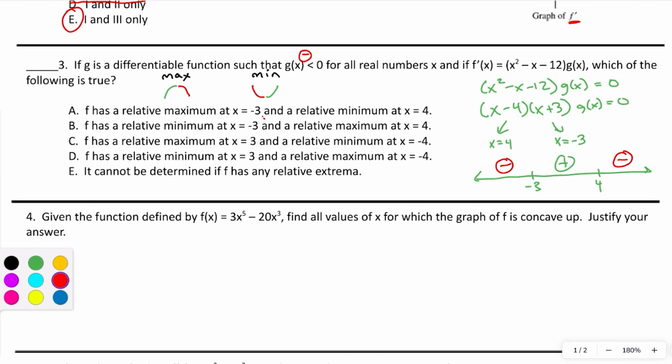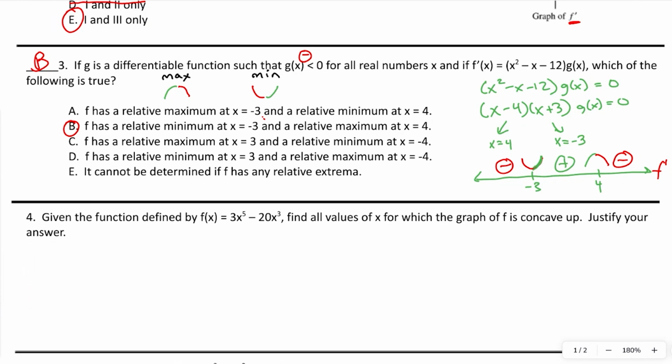So at -3, we have a slope, because remember, this is f prime, going from negative to positive. So we have a local minimum at -3. And then at 4, our slope is changing from positive to negative. So we've got a local max. Let's look at our answer choices here. Yeah, we got a relative minimum at -3. So it looks like A and B are looking good. And a relative max at 4, so our answer is B.